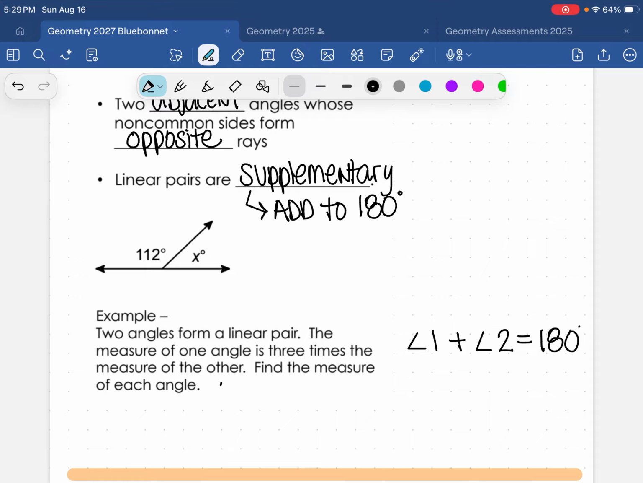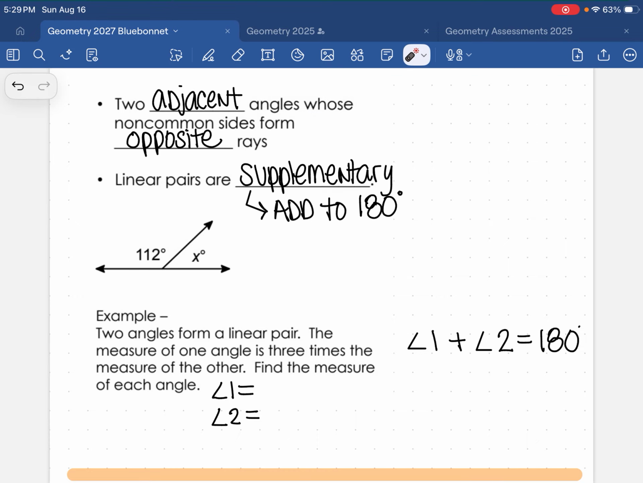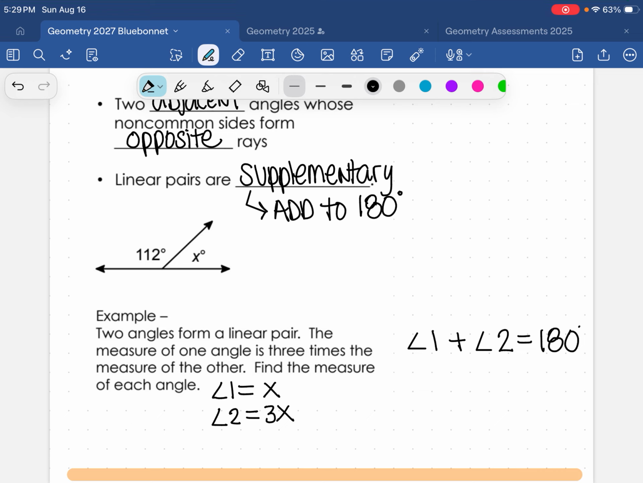Now I'm going to go ahead and figure out what our problem told me about angle 1 and angle 2. It said, starting right here, the measure of one angle is 3 times the measure of the other. So one angle is X and the other one is 3 times it. So I'm going to go ahead and call it 3X. Now I can go ahead and plug these into my formula, which is the linear pair postulate, and I can solve this for X.